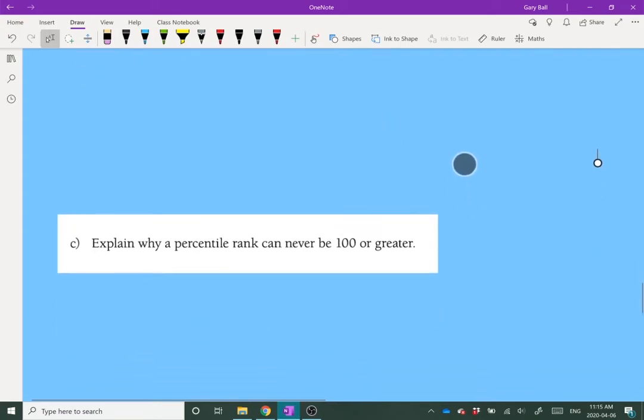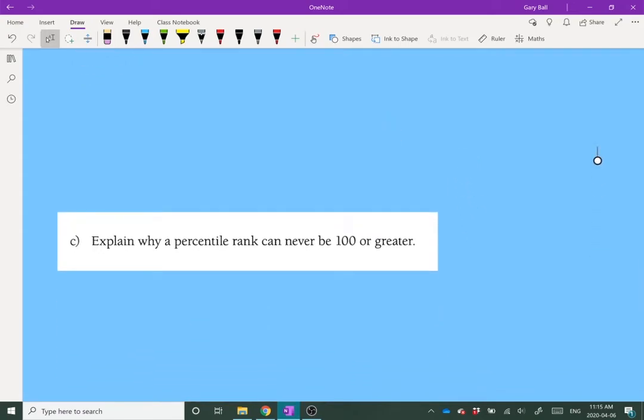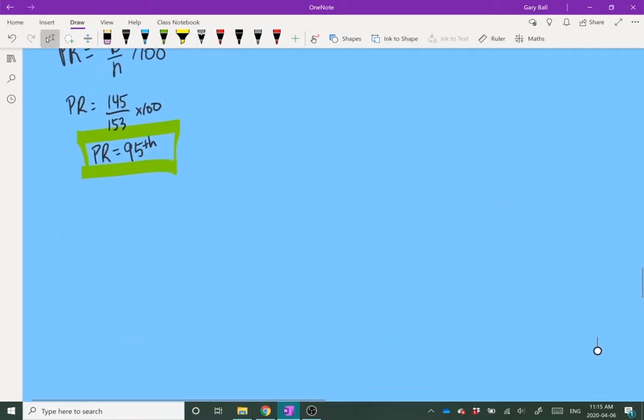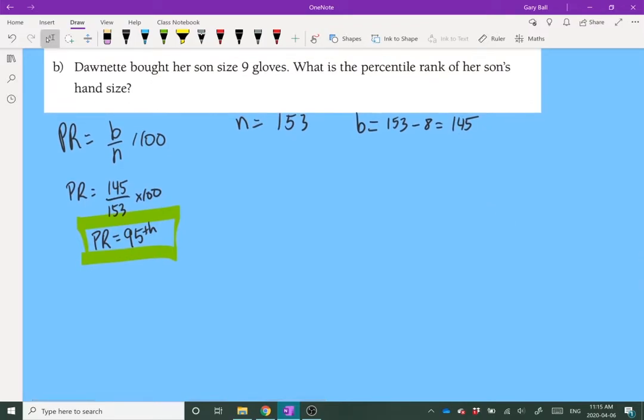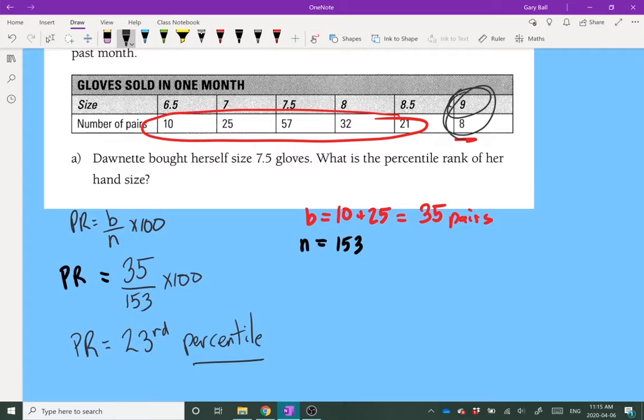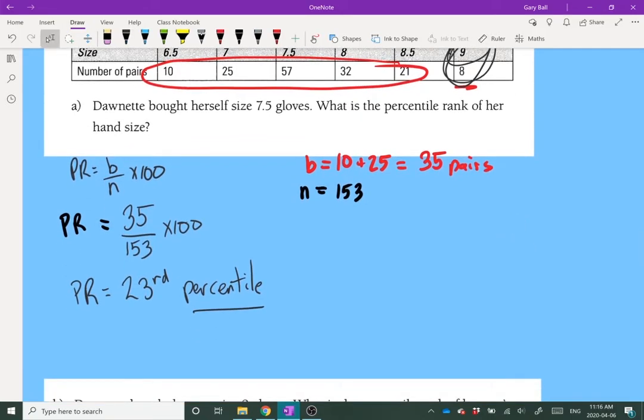Question C. Explain why a percentile rank can never be 100 or greater. Now just a minute. Didn't Donette's son buy the largest size of gloves? He bought size 9s. There's nothing bigger than a size 9. So then his gloves must be bigger than everyone else's. Not really.